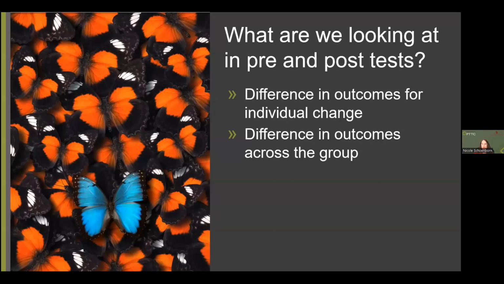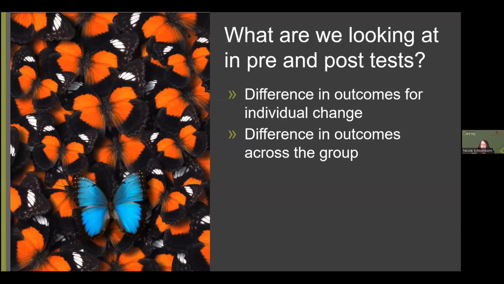So what are we looking at in pre and post tests? One of the things we look at is differences in outcomes for individuals, right? Are we looking at, did someone have a significant change in, let's say, their substance use rates before and after an intervention? Did that change significantly over time after receiving some support?